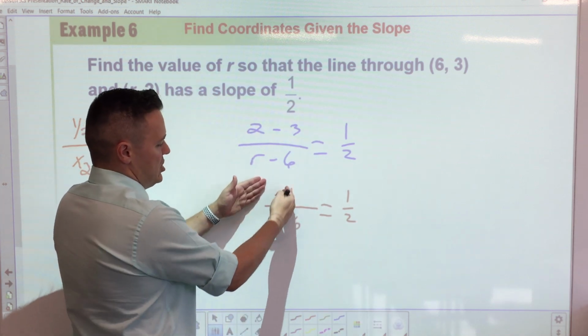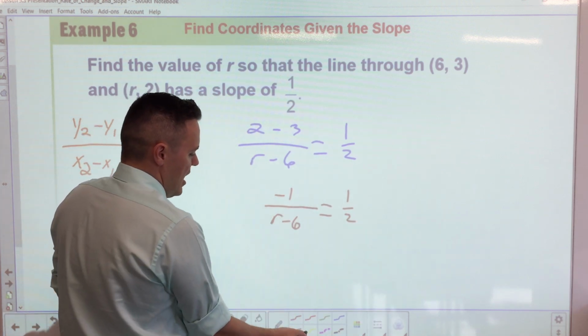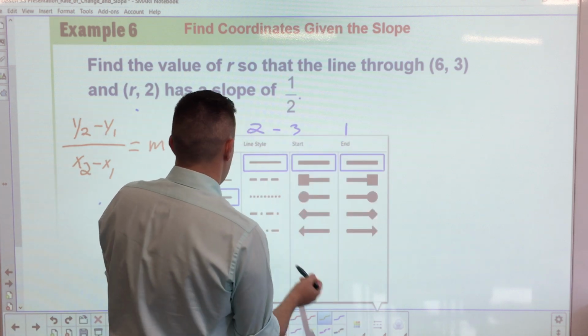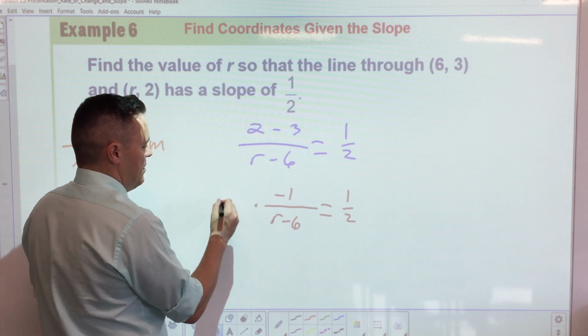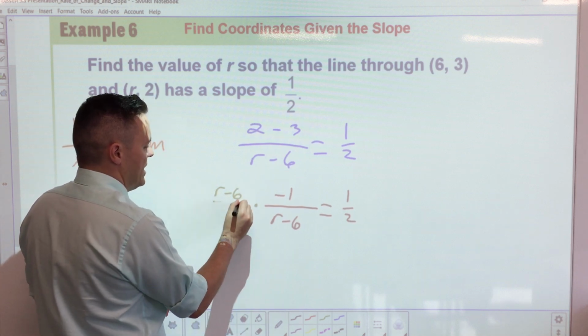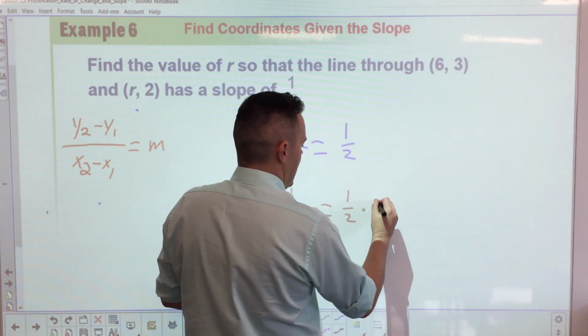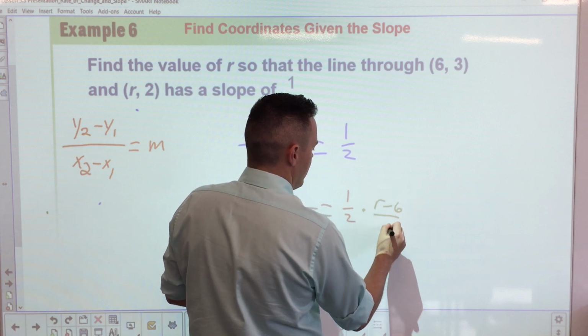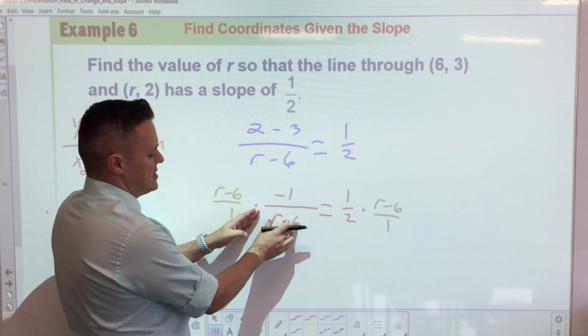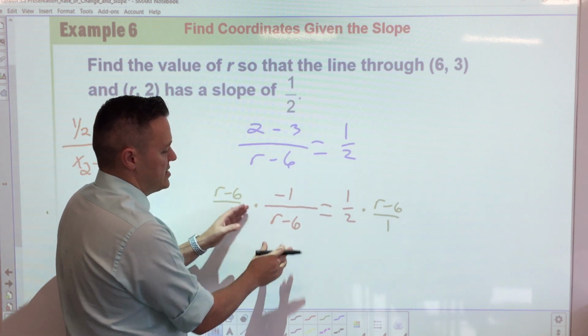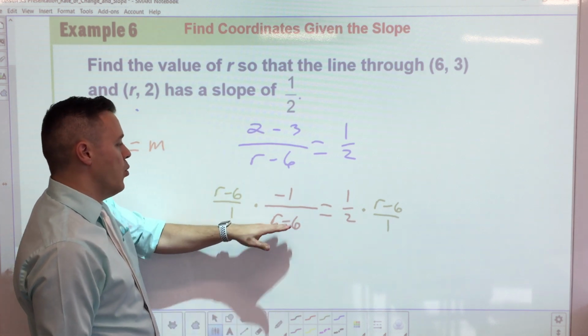So if this is division, if this is a fraction, how would you move what's in the denominator? If you guys remember, multiply both sides by r minus 6 over 1. Okay? R minus 6 over 1. If you do that, remember, r minus 6 divided by r minus 6 will equal what? It will equal a 1.